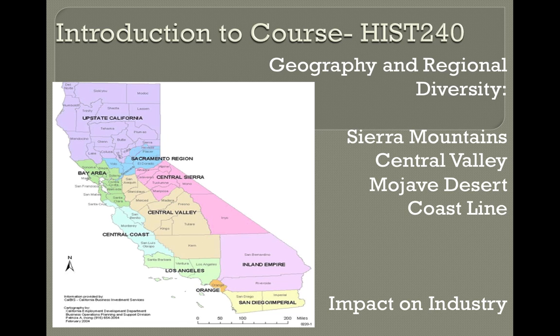We will begin our discussion with the four main geographical areas. These are the Sierra Mountains, the Central Valley, the Mojave Desert, and the coastline areas.